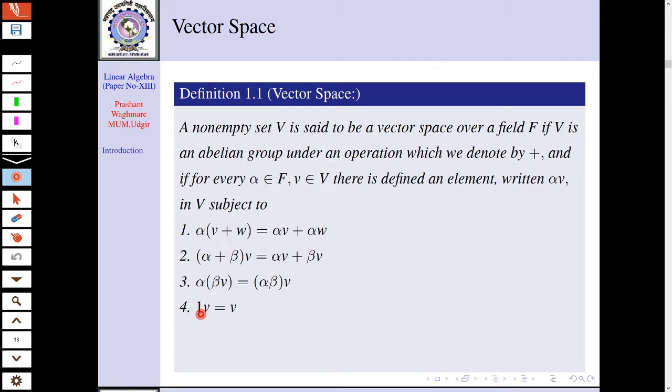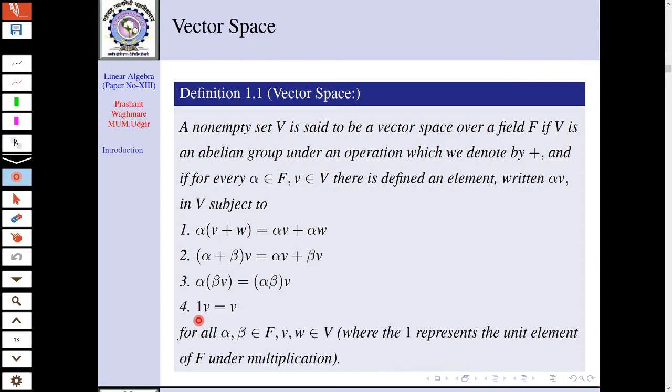You can observe here this 1 is an element of the field, or instead of element, it's an identity element. Okay, and this should happen for all alpha, beta in F and V and W in V. That means a non-empty set V with an abelian group structure with respect to addition, and if alpha is in F, V is in V, then alpha V is in V, subject to these 4 properties, then and only then this V is called a vector space. Right, this is the definition of vector space.